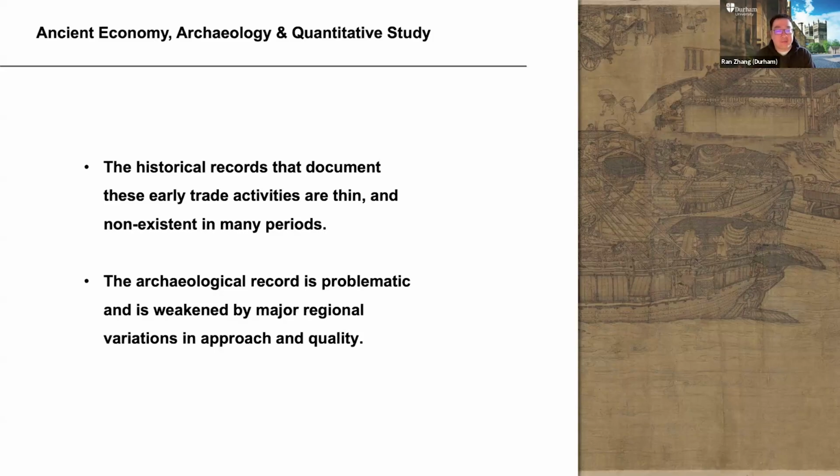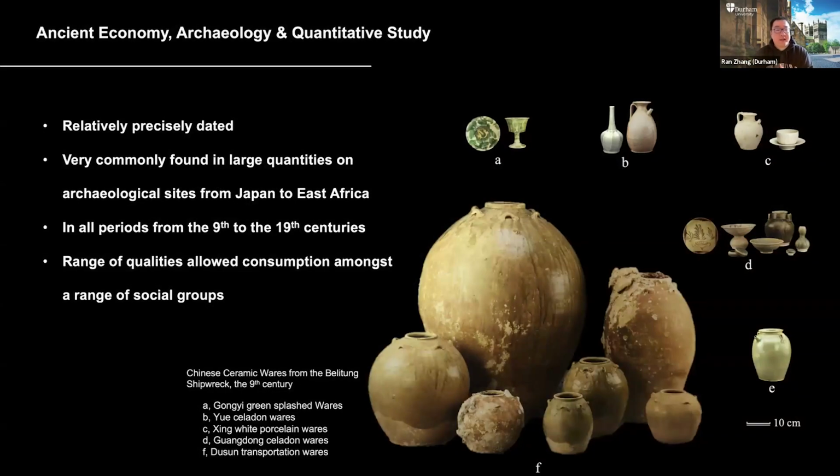But clearly, archaeological records have their own problems. The archaeological record is weakened by major regional variations in methods and research quality. Sometimes we don't really trust the publications by archaeologists because they don't have the expertise, for example, Western archaeologists don't have a very strong understanding of Chinese materials unearthed from the Indian Ocean or Europe. So we need a general pattern and an understanding of the materials, and we want to use archaeological material to support and calibrate, and also to challenge, historical study.